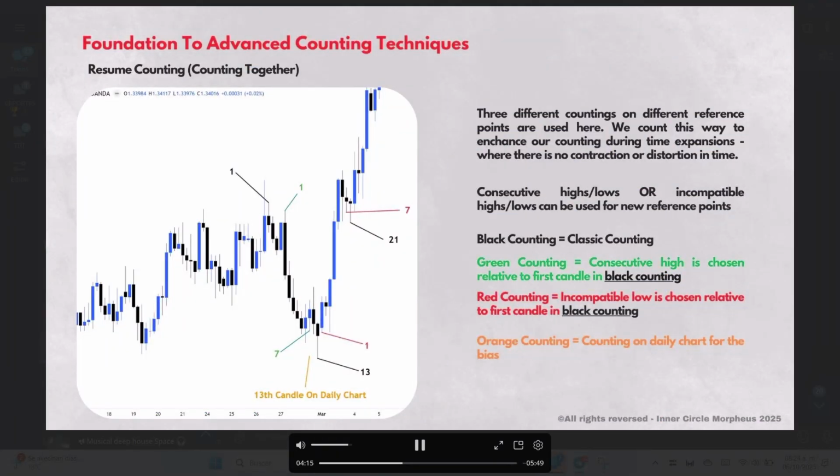One more example for resume counting. 3 different countings on different reference points are used here. We count this way to enhance our counting during time expansions, where there is no contraction or distortion in time. Remember, consecutive highs and lows or incompatible highs and lows can be used for new reference points. Black counting is the classic counting again. Consecutive high is chosen relative to first candle in black counting for the green ones. Incompatible low is chosen relative to first candle in black counting for the red ones, and orange counting is the daily chart counting for the bias right here.